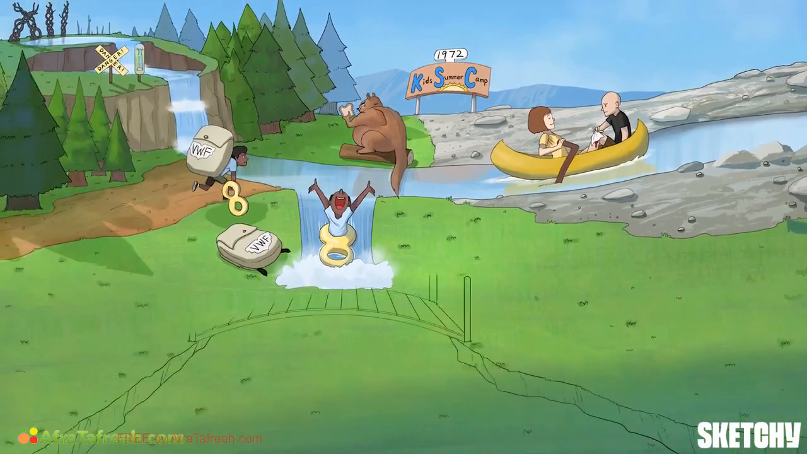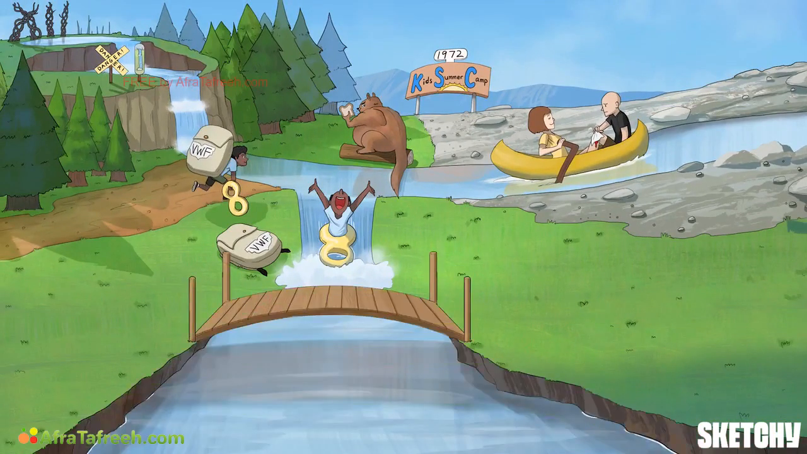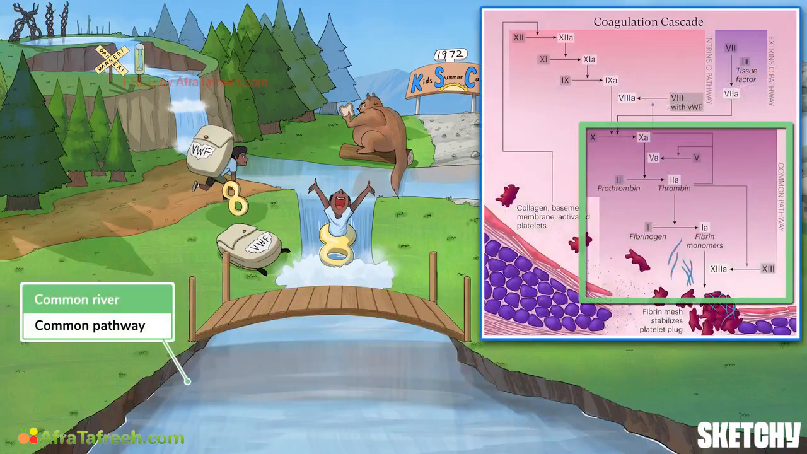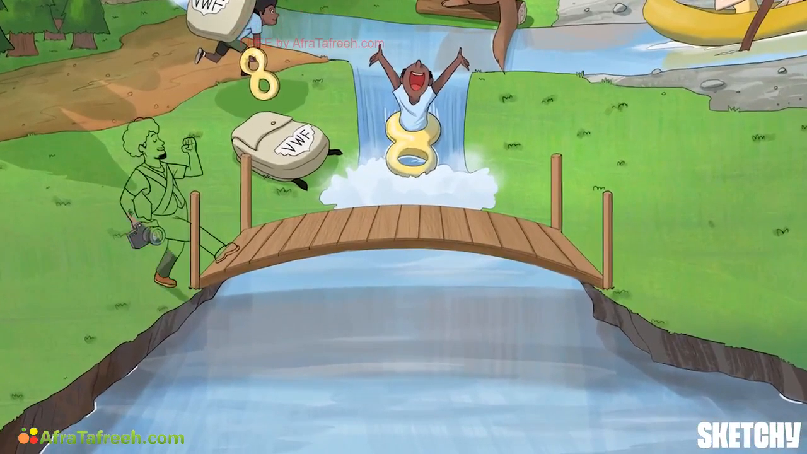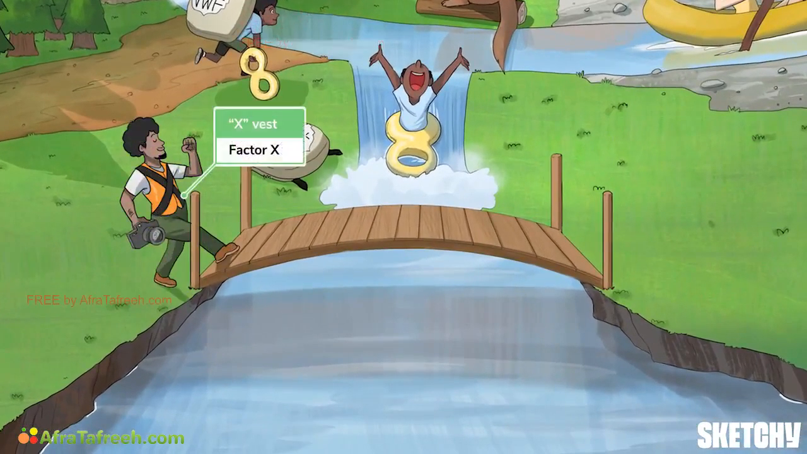The final common pathway is where the intrinsic and extrinsic pathways merge, kind of like how the cascade from the trees merges with the external creek to form this common river. As we mentioned, the common pathway begins with a conversion of factor 10 into 10A. This can be triggered by factor 9A with cofactor 8A from the intrinsic pathway, or by the 7A tissue factor complex from the extrinsic pathway.